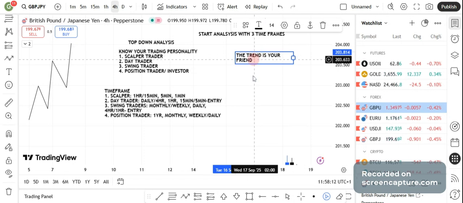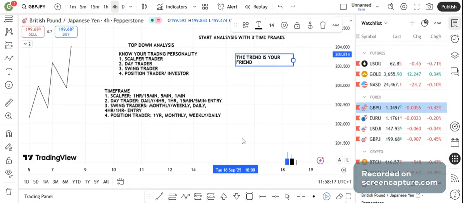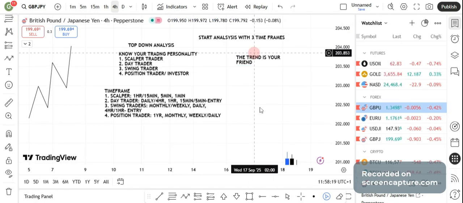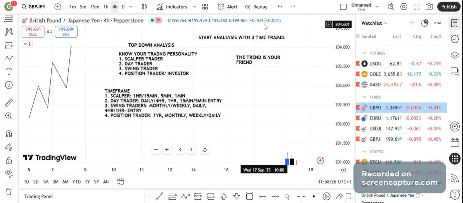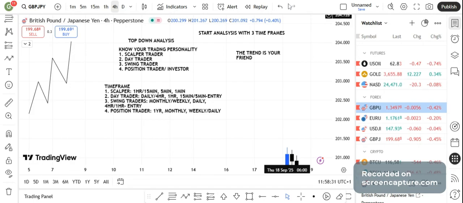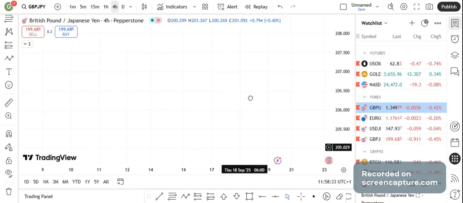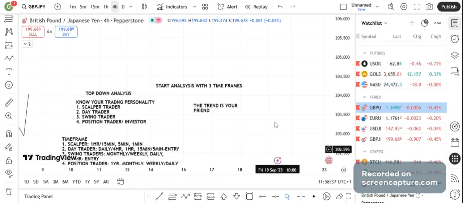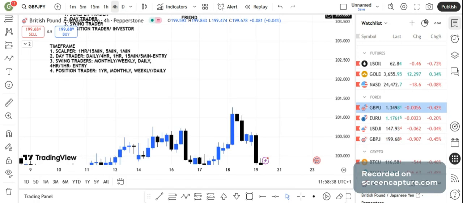All right, so now let us go to the chart so you're able to understand more of what we mean. The platform I'm currently using is called TradingView. This TradingView platform is where I do my analysis, where you do your analysis and your setup. This is where everything is cooked.